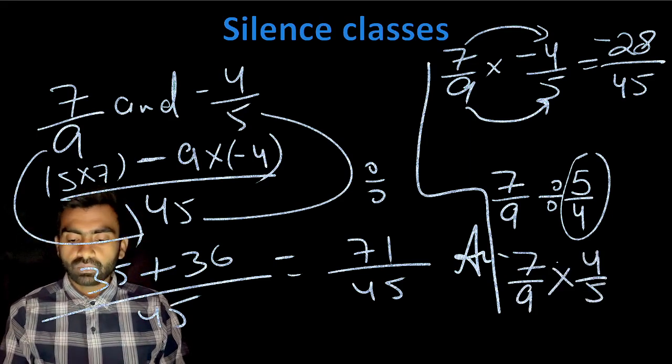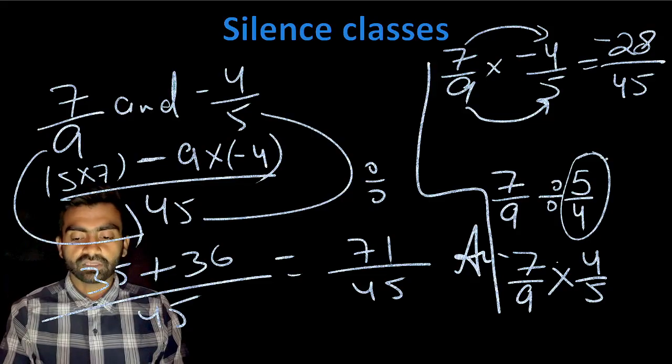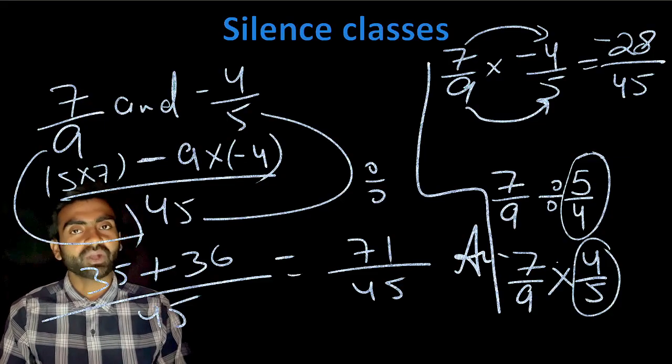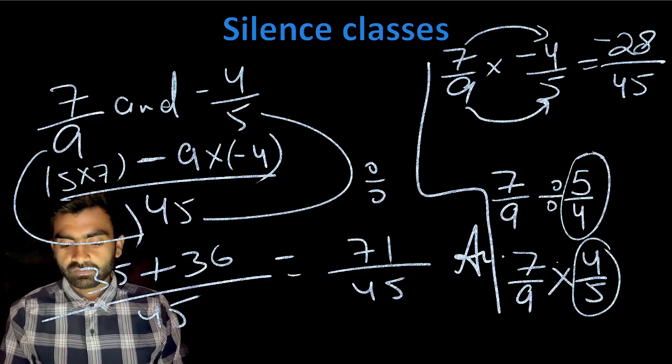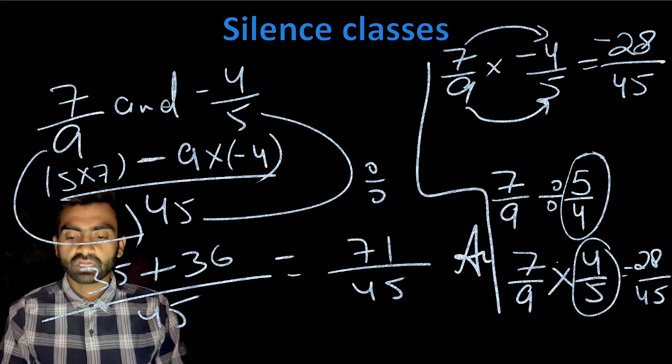You cannot only change division into multiplication. If you are changing division into multiplication, you have to take the reciprocal of the digits present at the right side. Reciprocal means you interchange, the denominator will become numerator and the numerator will become denominator. Now 7 4s are 28, and 5 9s are 45. You guys can check that the answer is the same.